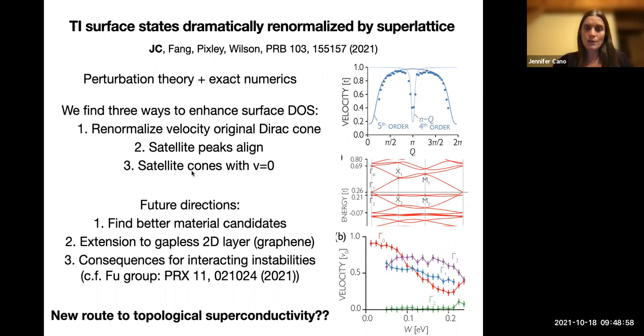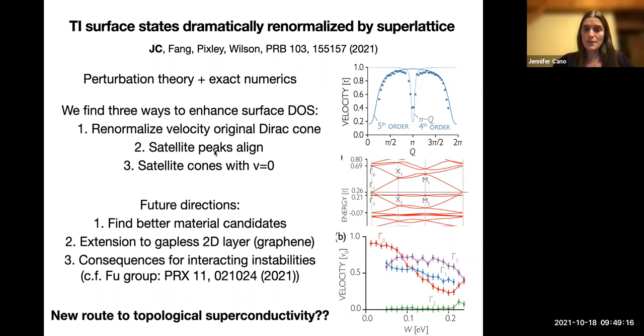And we see that there are three different ways to enhance the surface density of states. First off, we can renormalize the velocity of the original Dirac cone down by a factor of 2 of its original velocity. And that's one of the things that we're seeing here. And that was what we originally set out to do.